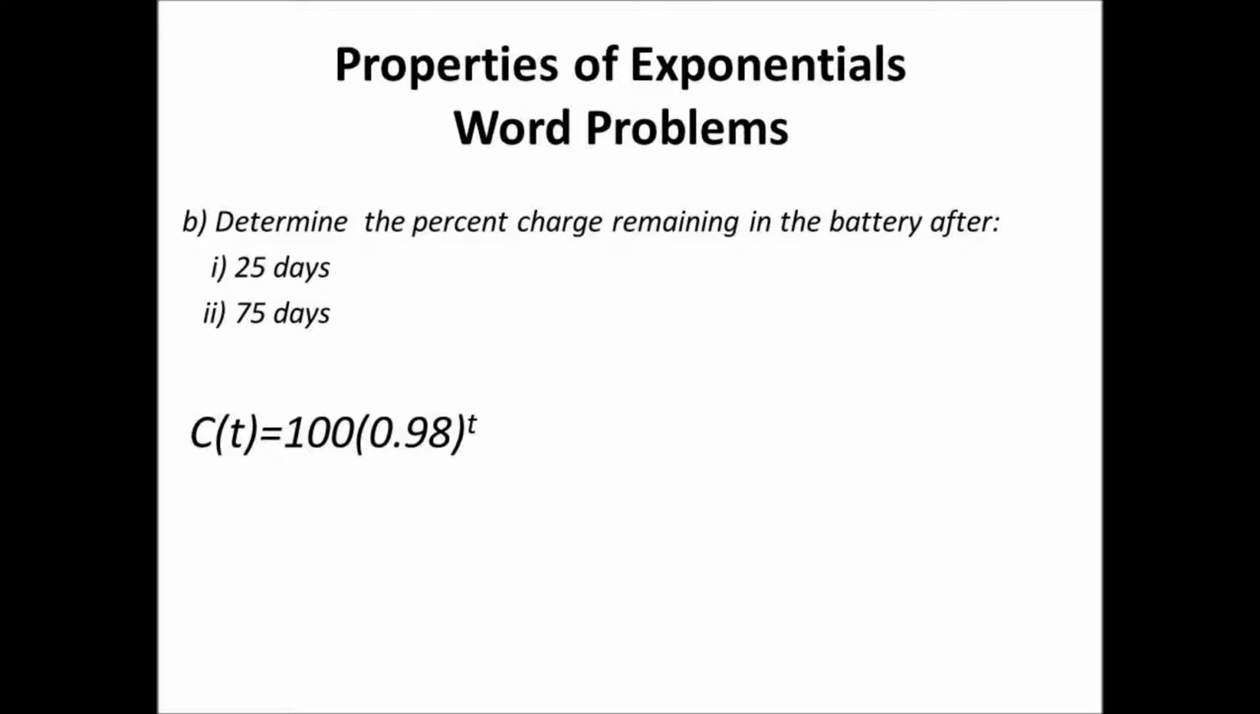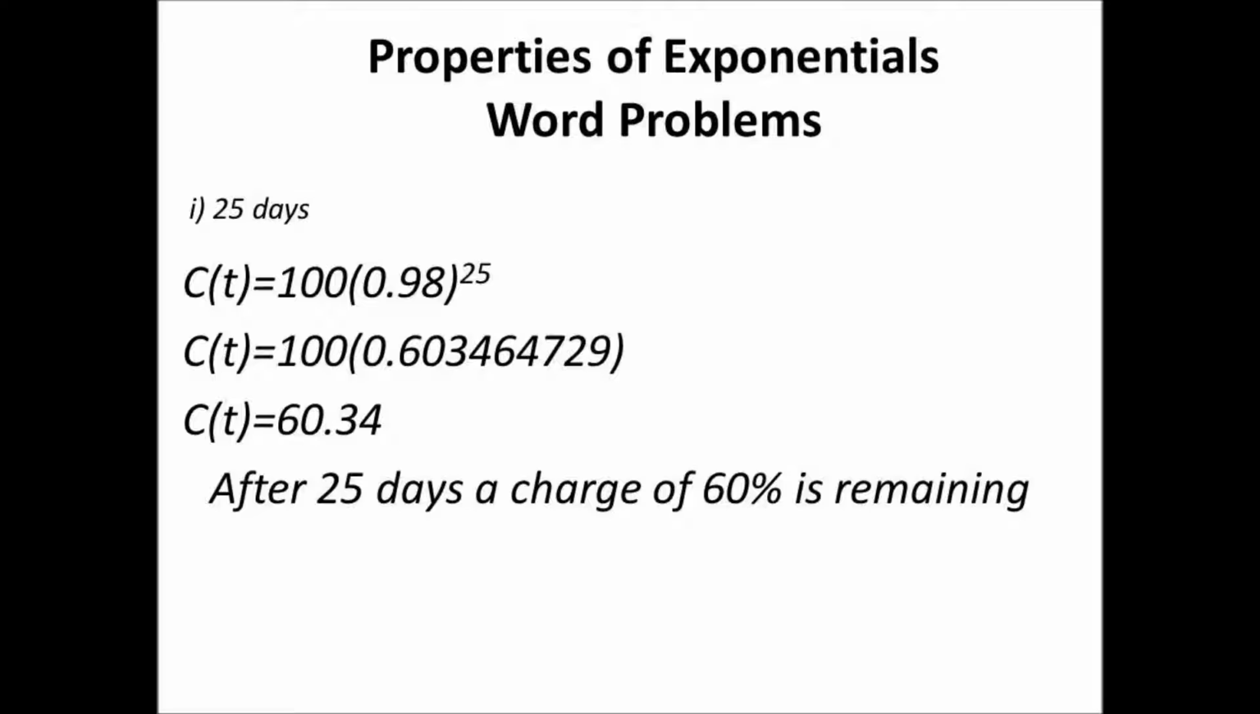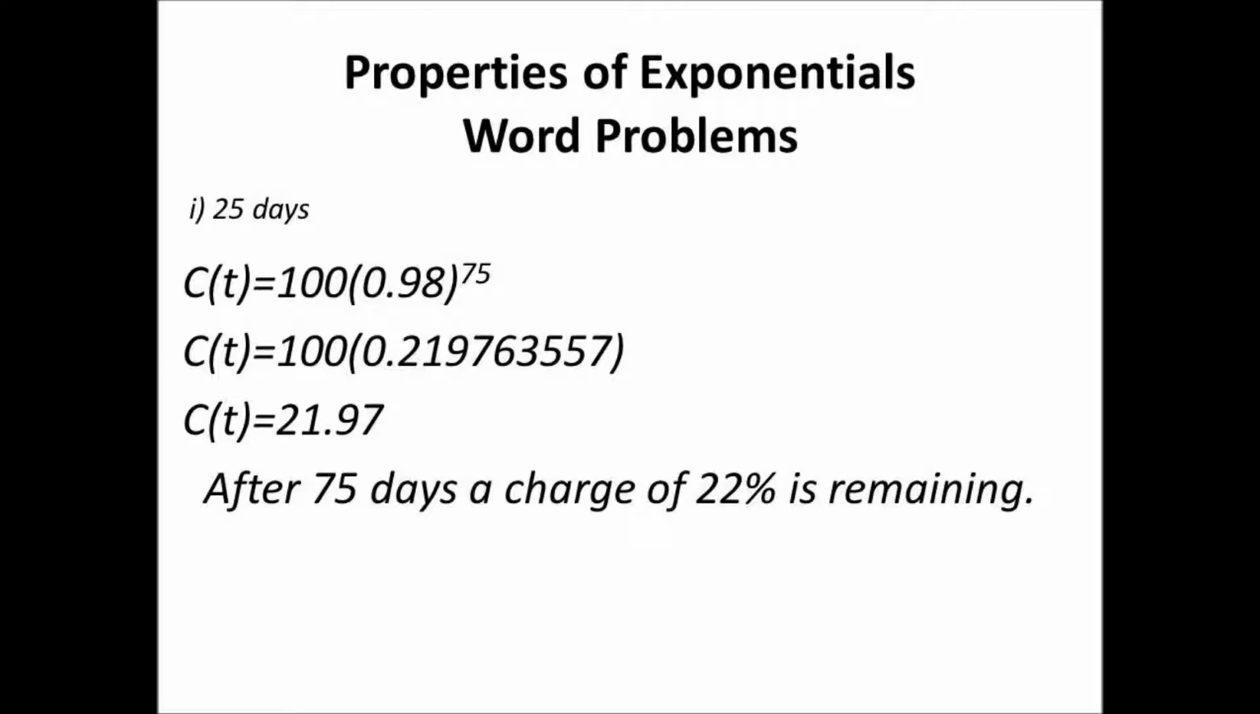The second part of this question asks us to determine the percent change remaining in the battery after 25 days and 75 days. Now, how we find this is by subbing in the number for t. For 25 days, we get 60% of charge remaining. For 75 days, we get 22% charge remaining.